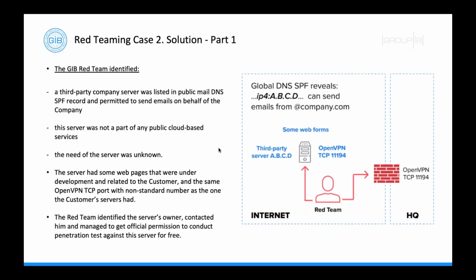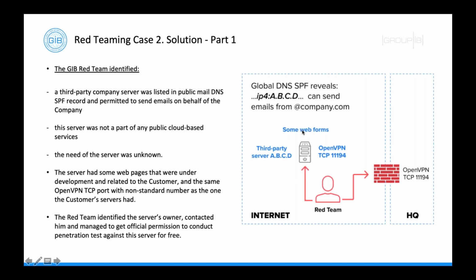So what did we do in this particular situation? Group IB's red team managed to identify a third-party company server that was listed in some of the public mail DNS SPF records and permitted to send emails on behalf of the company. This was an interesting finding during the reconnaissance phase, and the server was not actually part of any public cloud-based services. The need for the server was really unknown to us, but the server also had some web pages that were under development and related to the customer. They also had the same OpenVPN TCP port, a non-standard number, as one of the customer servers had. Here you can see some of that information. So this was a very interesting finding for Group IB's red team.